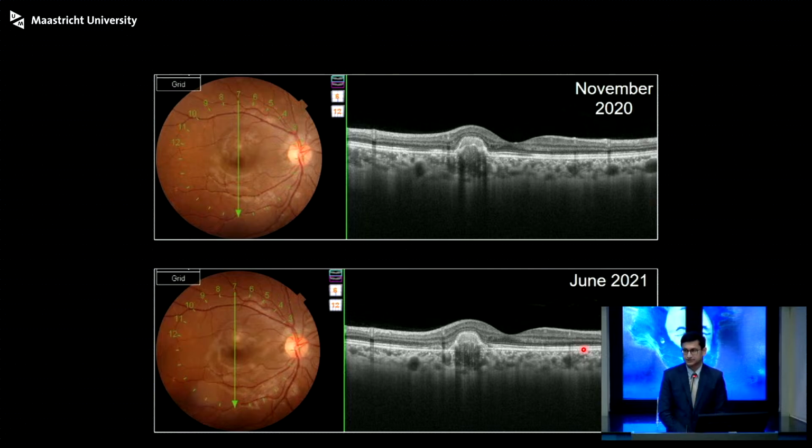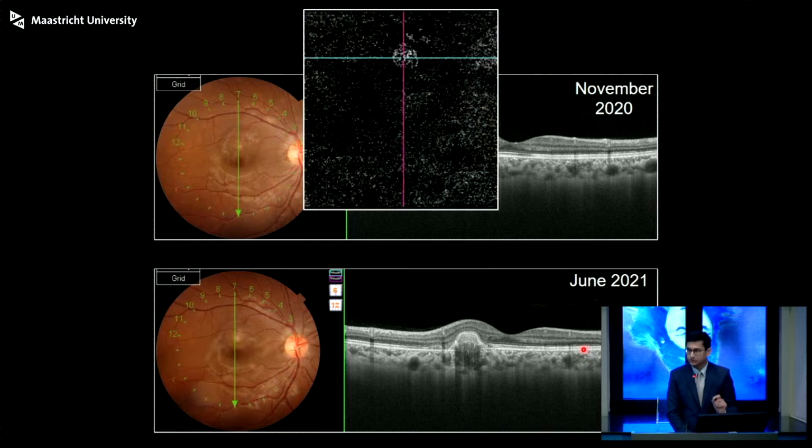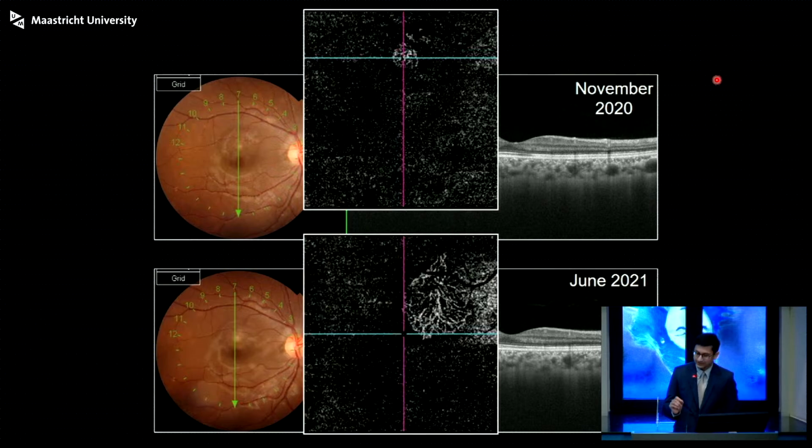So we obtained cross-sectional OCT in November 2020 and again 8 months later in June 2021. If you attempt to spot the difference, there's hardly any difference that you can see between the two scans. It's likely that the disease is stable, things are in control. But if you look at the OCTA in November 2020, you see this bright spot here, which signifies abnormal new vessels under the retina. Much to our surprise, in June 2021, the OCTA through the same area shows that these blood vessels have grown extensively.